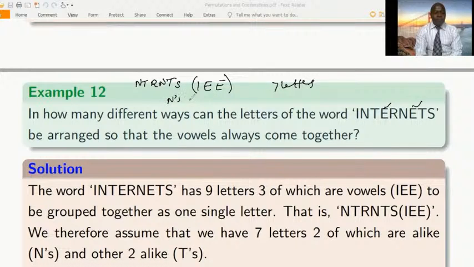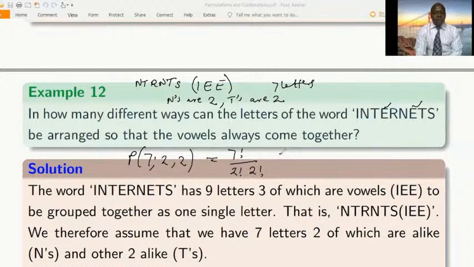The N's are 2. We have this and that. And the T's are also 2. So we have 2 and 2. Therefore, the permutation of 7 letters where 2 and 2 are similar will be 7 factorial divided by 2 factorial times 2 factorial.